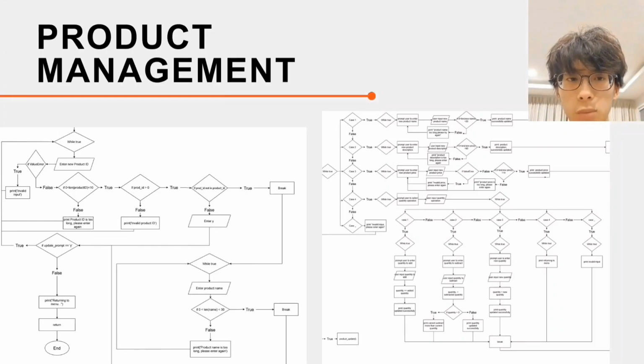This is because our system displays the inventory in a table format, and any elements that are too long will break the table. Next on the right, we have the flowchart for updating product details. We use the case system to allow users to update details of the product, with each case corresponding to one element.